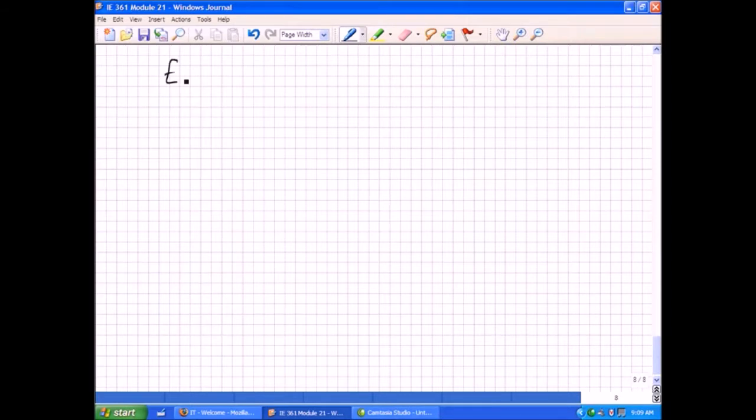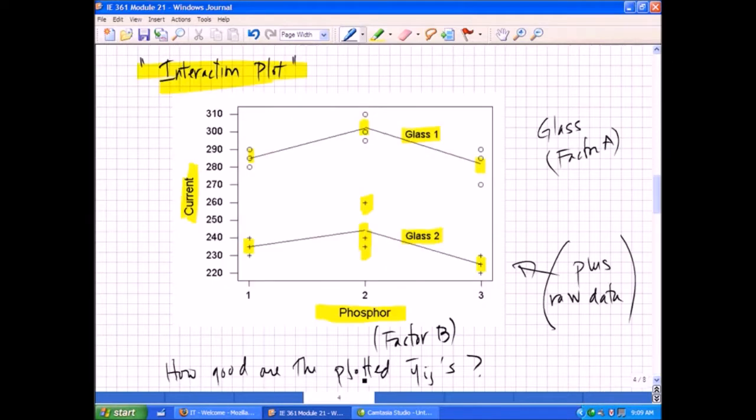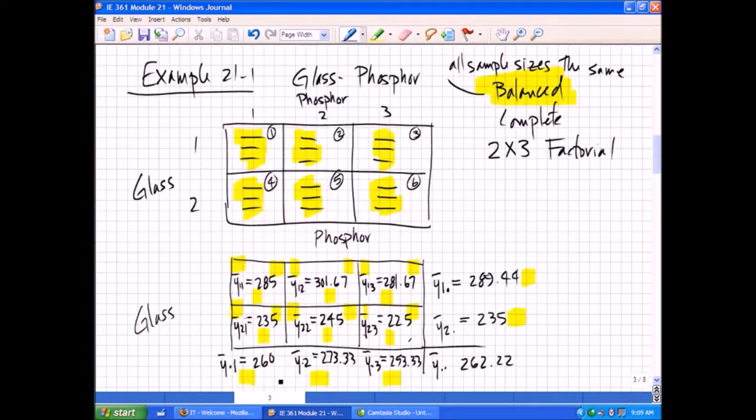In our example of glass and phosphor, if you take the first row average, we're going to need to look back at this table and pick out this number and take the difference between this number and that number, and we'll get a so-called fitted effect of glass number 1.